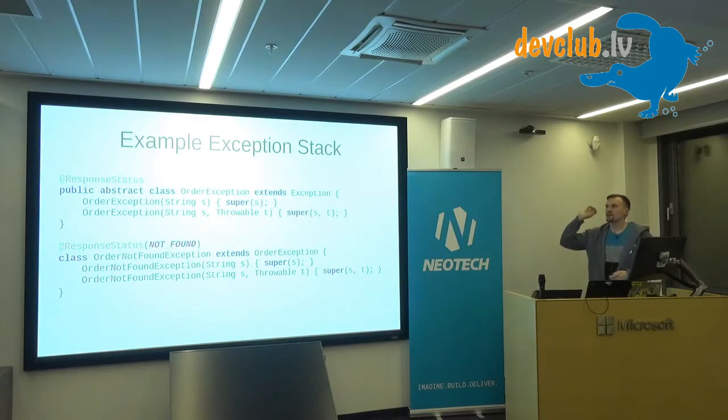So first of all, we have an order domain entity. We have an order package which has everything related to the order. Now, first of all, we create a public abstract exception, which extends Exception, which is a checked exception. And it has no public constructors, it has package private constructors.